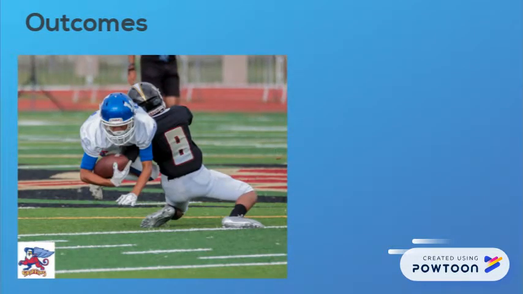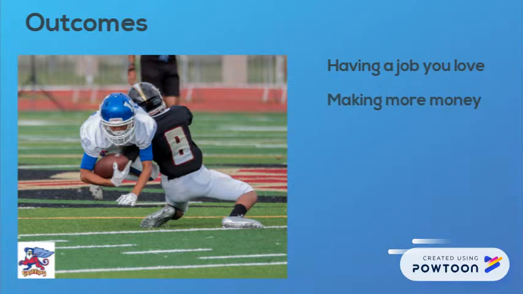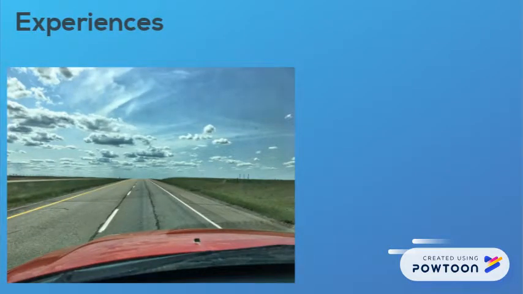First, I want to make sure that you understand the difference between two vocabulary terms this week. Outcomes are the things you expect to get out of coming to college. For example, having a job you love, making more money, having job security, having a better quality of life for you and your family. But we also have experiences in college.